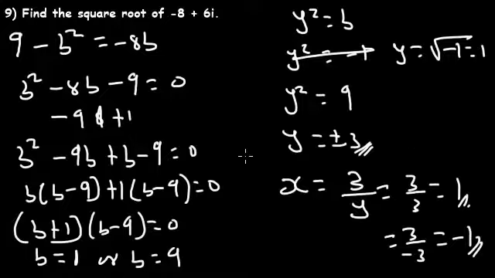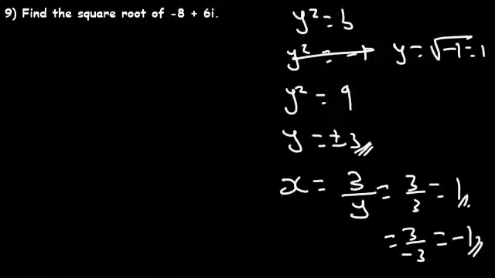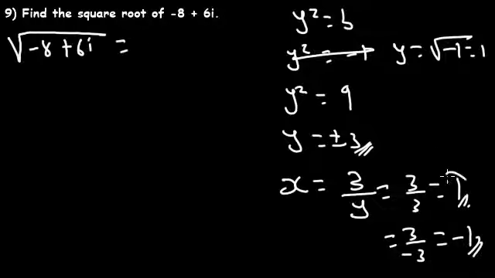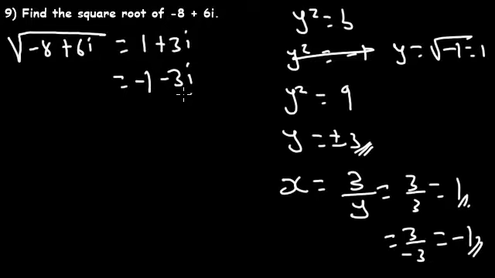Now that we have these two values, we can make our final conclusion that the root of minus 8 plus 6i would be equal to, when x is 1, y is 3. So that will be 1 plus 3i, or when x is minus 1, y is minus 3. So minus 1 minus 3i. So these are the two values for the root of negative 8 plus 6i. So that's how to easily find the square root of a complex number.